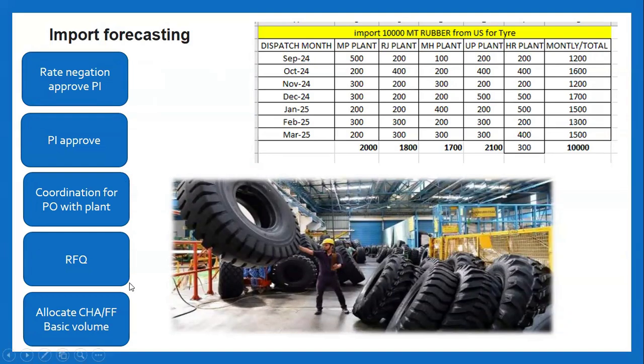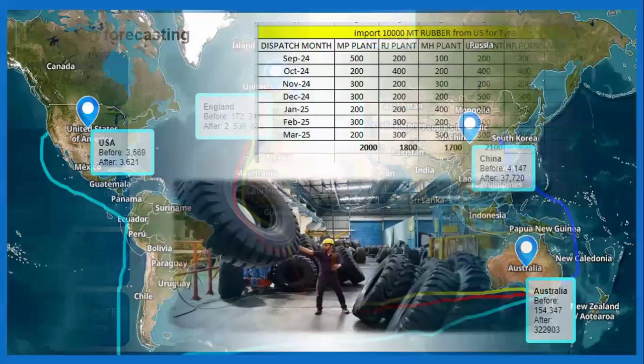So what is the procedure we have tried to understand in this session? Rate negotiation first, then invoice approval, then coordinating with the plant to create purchase orders for the different locations, then RFQ from the different freight forwarders, and finally allocating the shipment. So these are the import forecasting steps. What is the next step?